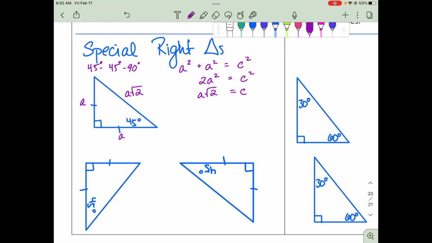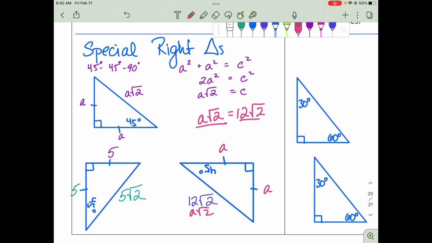ratios of the sides. So let's say that you were given that this side was 5. Then this side would also be 5, and the hypotenuse would be 5 root 2. Let's say that you were given that this was 12 root 2. Well, then you can come in and you can label this a, and a root 2. So you can say that a root 2 is equal to 12 root 2. And then if we're solving for a, we would divide both sides by root 2. So we would get 12 and 12.